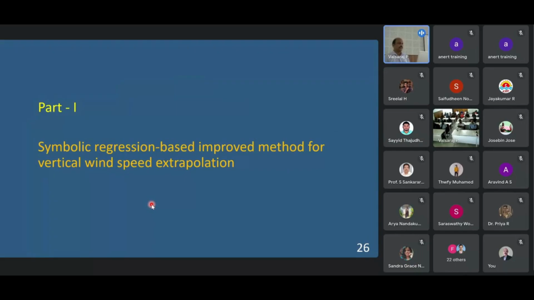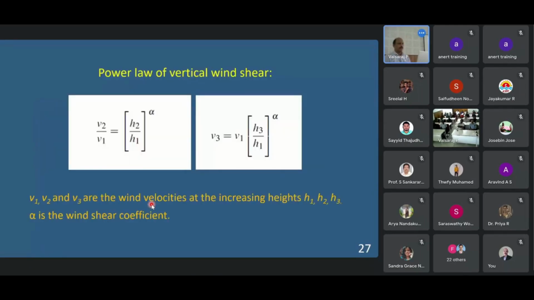Now, this is the symbolic regression based improved method for vertical wind speed extrapolation. At the present time, at a given time, we have the wind at a smaller height. We want to see the wind speed at the higher height at the same time. Now, in industry, generally for this purpose, we use an empirical equation called the power law. Suppose V2, V1 are two velocities at h2 and h1. That is the equation, where alpha is called the wind shear coefficient.